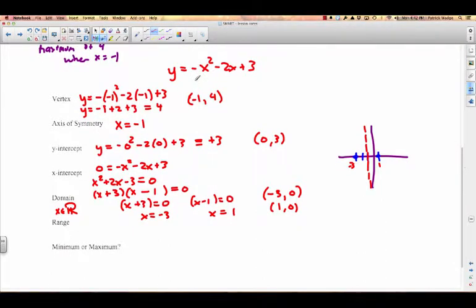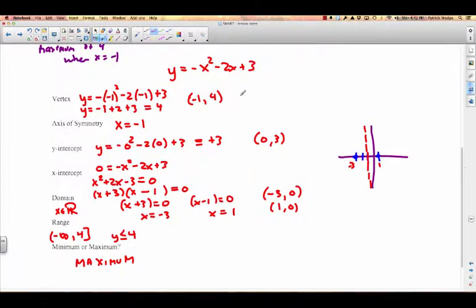So think about it. If it faces downwards, do we have a maximum or a minimum? We have a maximum. We have a highest point. So what's the range then? Well, if we have a maximum, then it goes down forever. It goes down to negative infinity. But how high does it go? It only goes as high as the y value of the vertex. It only goes up to there. If you wanted to write it the other way, all the y's are less than or equal to 4.